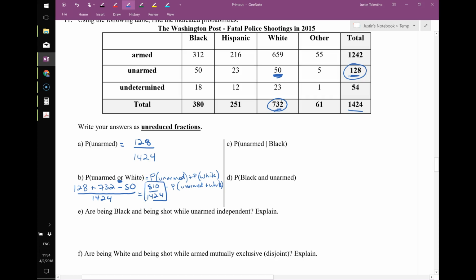Next on letter C, it says unarmed given black. So now we have to consider the denominator changing because now we're only looking at people that were black. So we can ignore everyone else in this table, but we're only looking at these people right here. So let's find the probability that someone is unarmed. Well, out of all the black people, which is 380, how many of them are unarmed when they're shot is 50. So there's our answer.